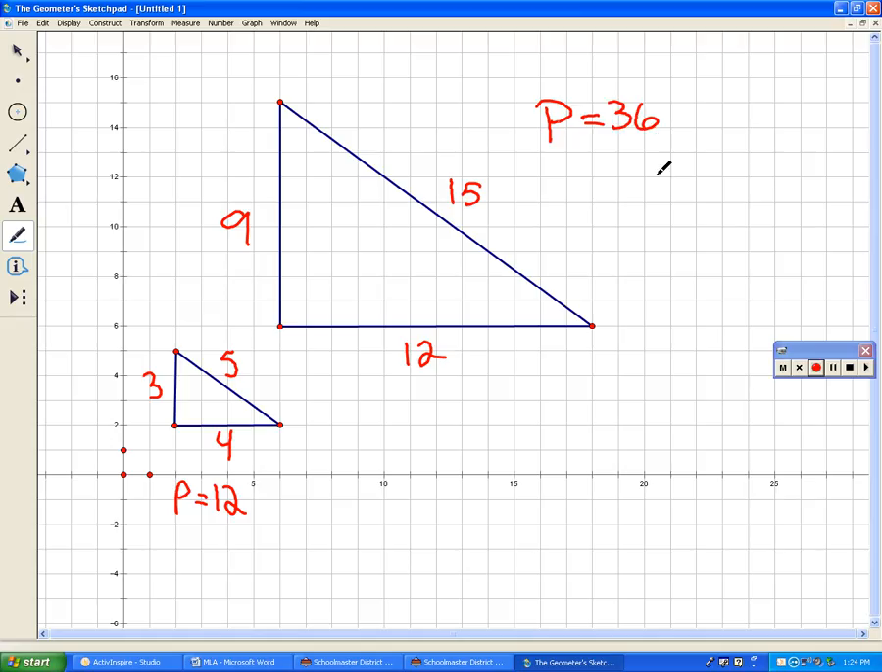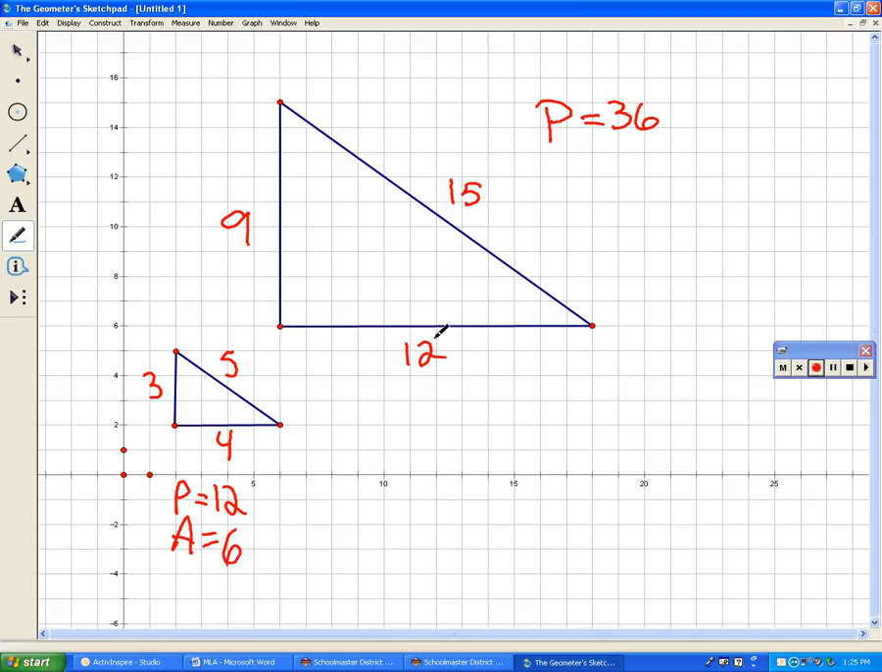How do the perimeters compare? They're times by 3. 3 times as much. Again, not surprisingly. Now here's the exciting part. What is the ratio of the area? I don't know. Not 3. Not 3. Okay? What is the area of this little triangle? 6, because 3 times 4 is 12, and half of 12 is 6.